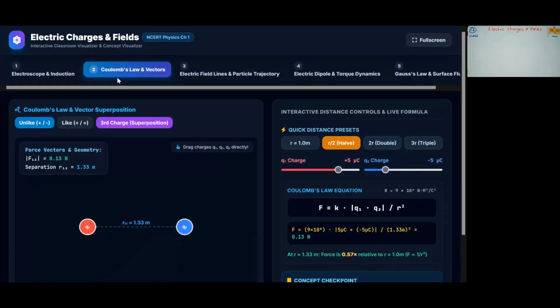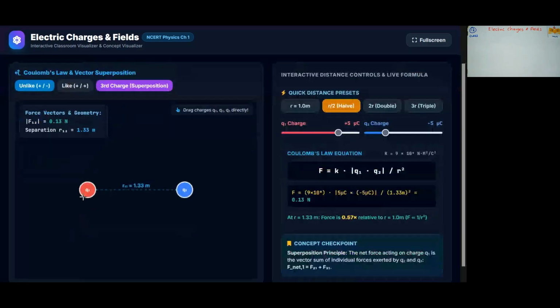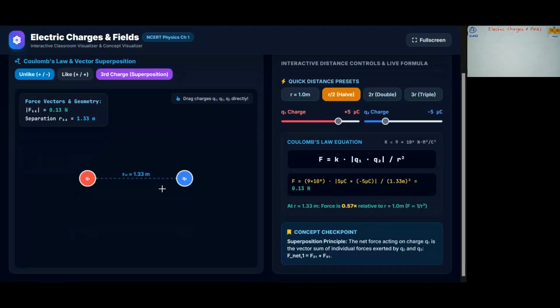Coulomb's law and the vectors. Let us transition to our important concept, to study Coulomb's law quantitatively. On screen, we have two point charges, Q1 and Q2. Q1, here you can see the value plus 5 microcoulomb, and Q2 is minus 5 microcoulomb. So unlike charges. This is in red color, this is in blue color to show the different charges, separated by the distance.